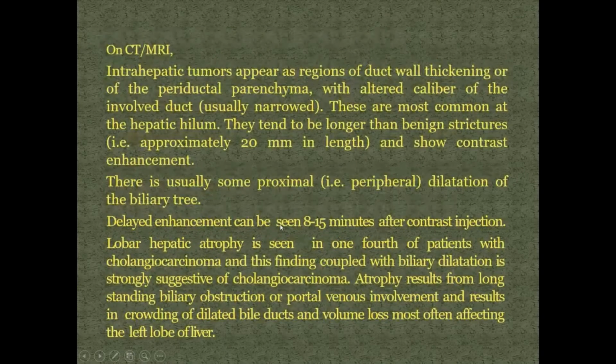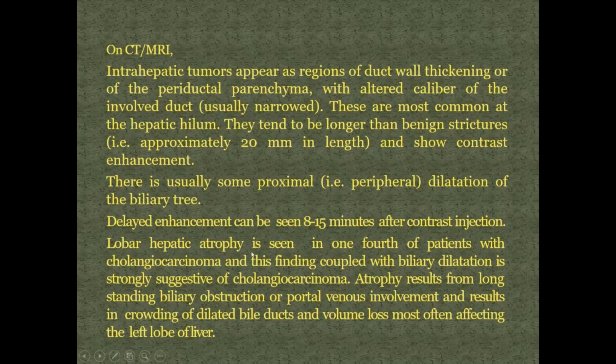On CT and MR, they will appear as areas of bile duct wall thickening or thickening of the periductal tissue with altered caliber of the involved duct. Normally, the duct involved is narrowed, and they are most common at the hepatic hilum. The strictures associated tend to be longer, more than 2 centimeters, and there will be a lot of enhancement around, particularly on the delayed images, and there will be proximal dilatation of the intrahepatic biliary tree.